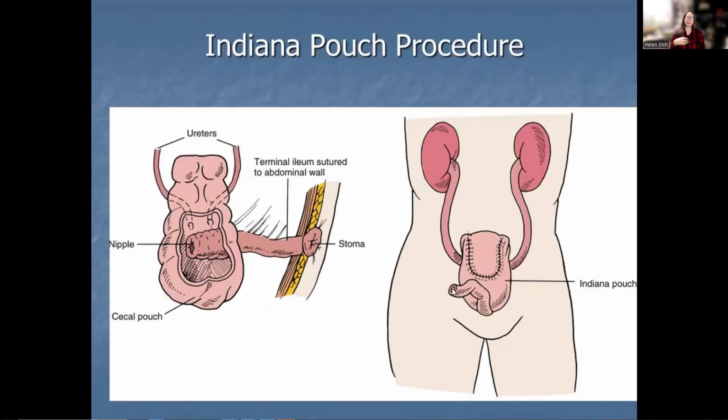But in order to get the urine out of your body, you actually, as the patient, would need to catheterize into the stoma and then put the Foley catheter or the urinary catheter far enough to reach the cecal pouch in order to allow the urine from the cecal pouch to drain out. So although you may not necessarily need a urostomy bag, you will still have a stoma, which most people don't love the look of.